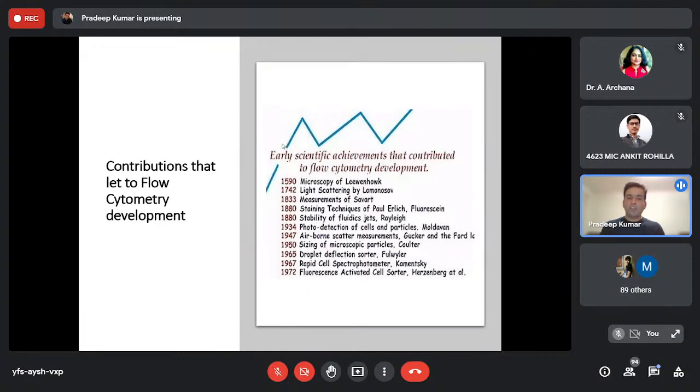These are some of the achievements that led to flow cytometry development, because flow cytometry on its own couldn't do everything by itself. There were a lot of discoveries, like microscopy, light scattering, staining, and the droplet deflection sorter. All these different technologies were brought together to form an instrument called the flow cytometer. The backbone of flow cytometry comes from all these discoveries, which were put together to create the technology called flow cytometry and the respective instruments.